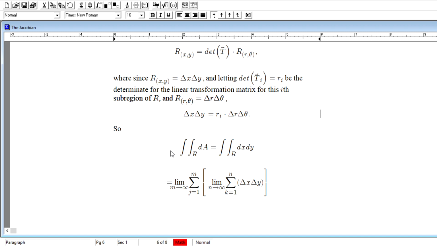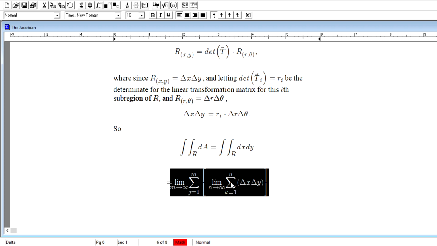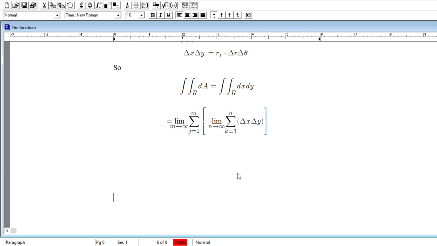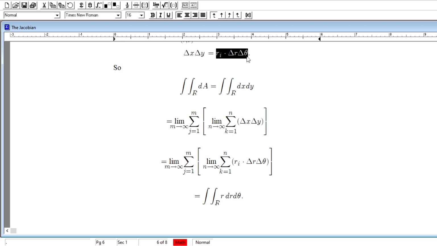So that double integral over region R with respect to the area of A, which equals the double integral over R with respect to x and then y in the rectangular context, equivalent to this Riemann summation, would be equal to a similar result where delta x delta y gets replaced with r sub i times delta r delta theta. All right? Delta x delta y gets replaced with this quantity here.